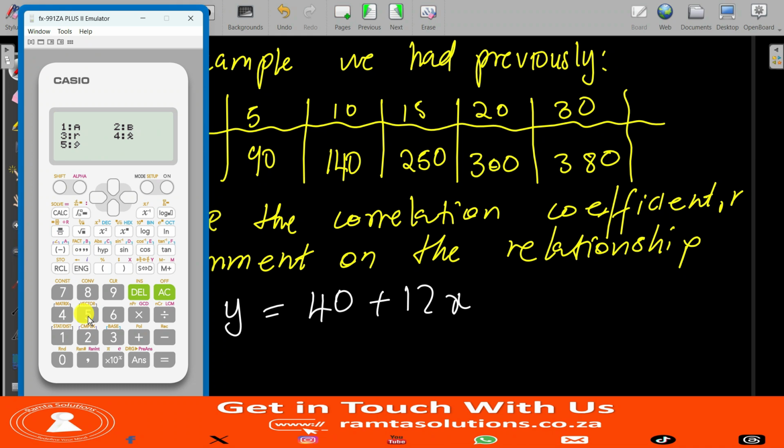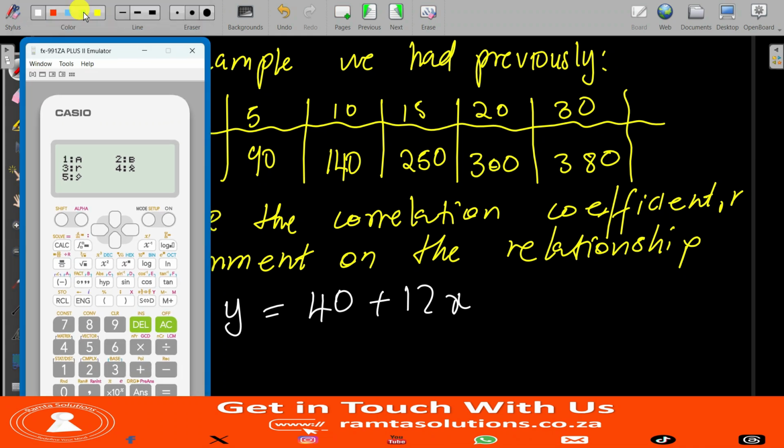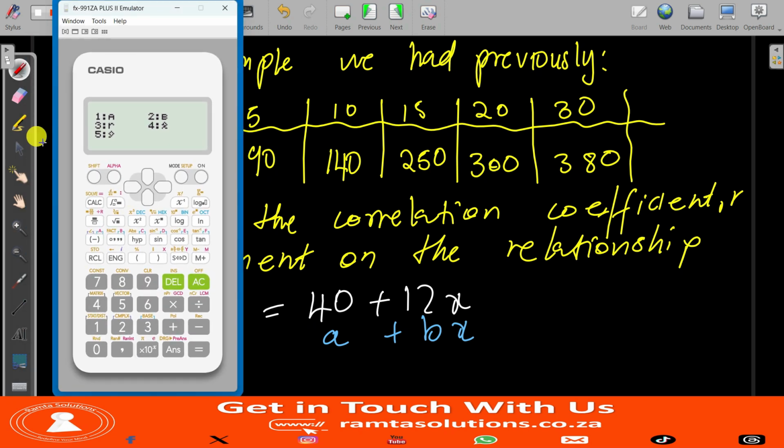By the way, what you're seeing here is A plus BX. So let me just confirm them. A is option 1. So let's confirm, it equals 40. Do you see that? We good. Now, once again, we press AC, or you can just say Shift 1. I'm still going to go to regression, and then I'm confirming the value of B. You see, the value of B is 12.